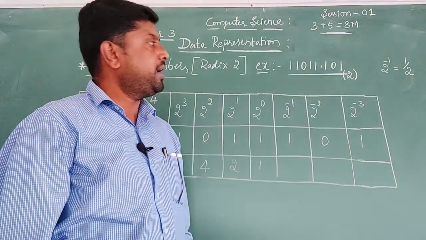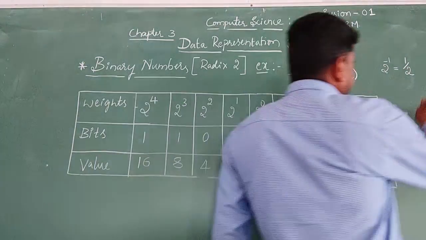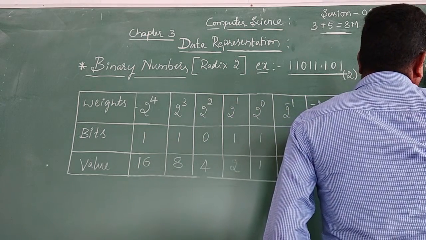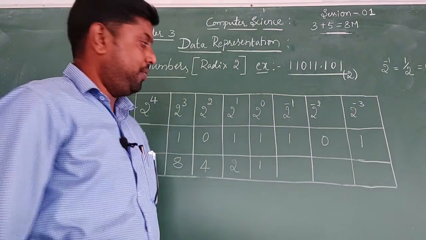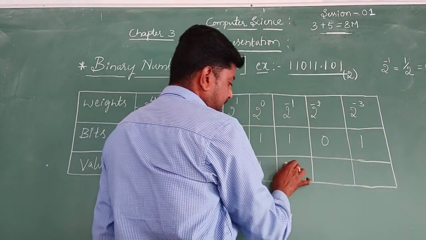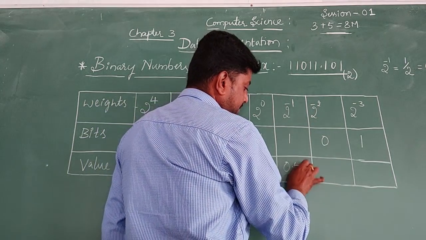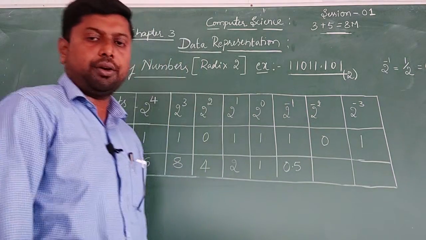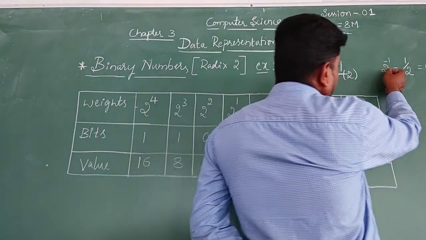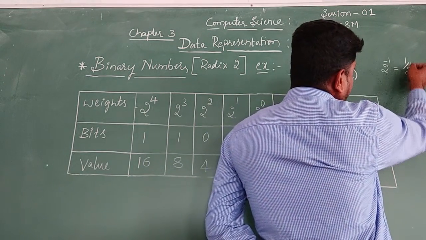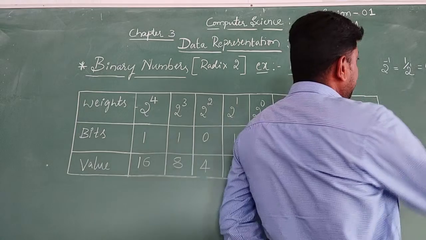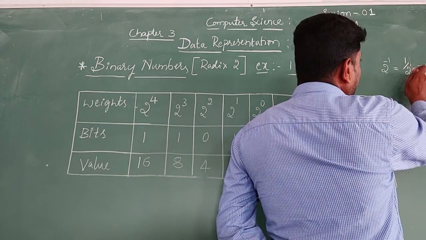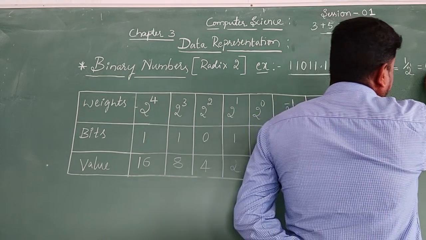Okay, 1 divided by 2 means that is 0.5 of 0.5. So the value of 2 to the power of minus 1 is 0.5. That means 2 to the power of minus 1 means 1 divided by 2 to the power of 1. So 2 to the power of 1 means 2. So 1 divided by 2, 0.5.